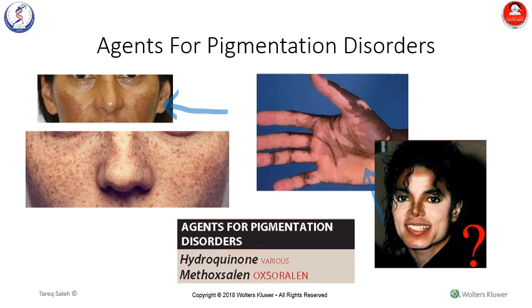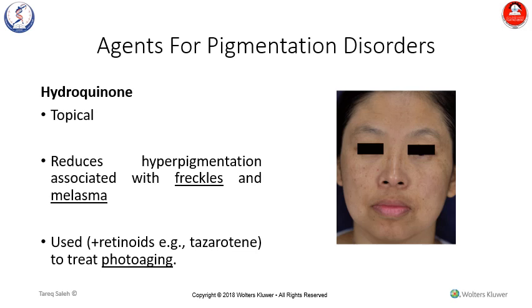Pigmentation disorders can be widespread and affect many areas of the skin, or they can be localized. Agents for pigmentation disorders include methoxsalen and hydroquinone, which are used for the treatment of vitiligo and hyperpigmentation skin disorders, respectively. So let's start talking about hydroquinone. Hydroquinone is a topical skin whitening agent that reduces hyperpigmentation that is associated with freckles and melasma. Melasma is a brown to gray skin discoloration that frequently happens with aging.